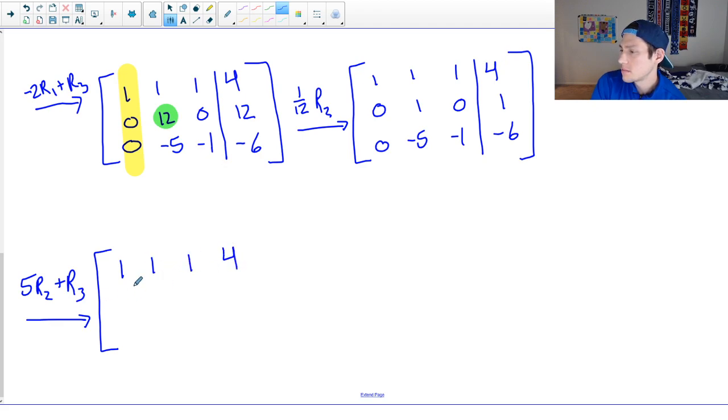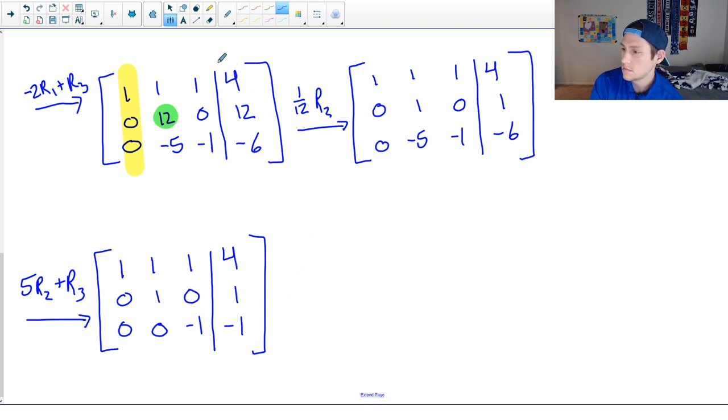Row 1 stays the same. Row 2 stays the same. The only thing that's going to change is row 3. So 0 times 5 plus 0 is 0. 1 times 5 plus negative 5 is 0. 0 times 5 plus negative 1 is negative 1. 5 times 1 plus negative 6 is negative 1. So we've gotten 1, 0, 1, 0, 0.